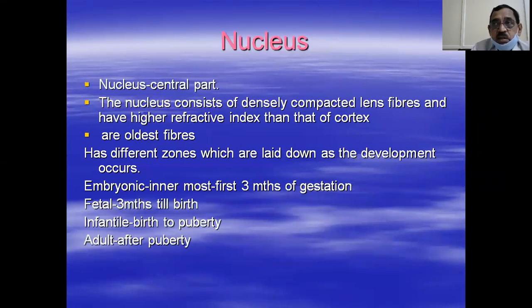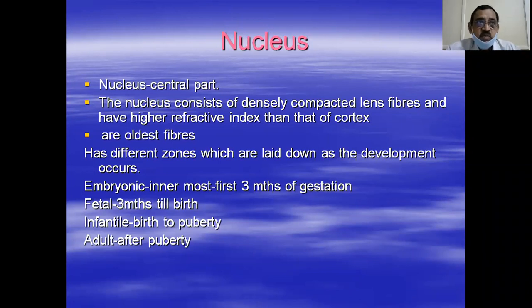The nucleus is in the center of the lens. The nucleus consists of densely packed lens fibers and has a higher refractive index than that of the cortex, about 1.41. These are the oldest fibers, which are formed in the beginning itself and pushed to the center. And it has different zones which are laid down as the development goes on.